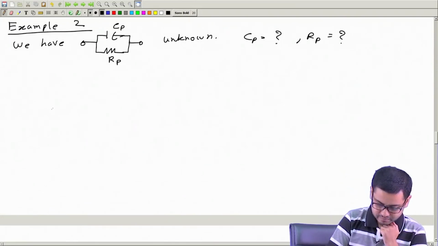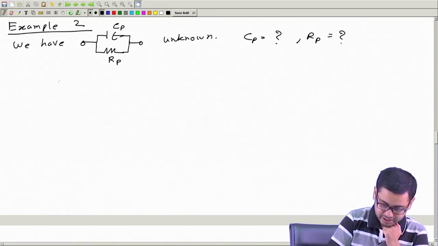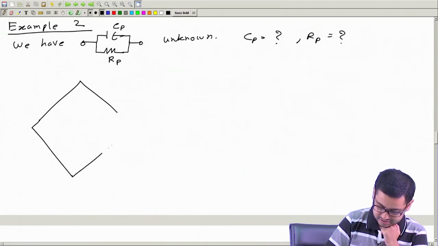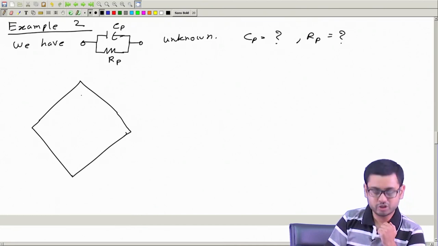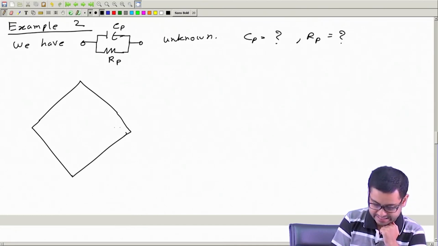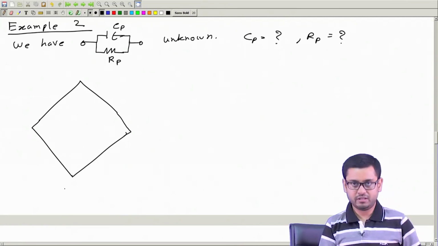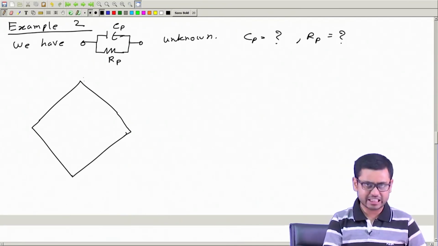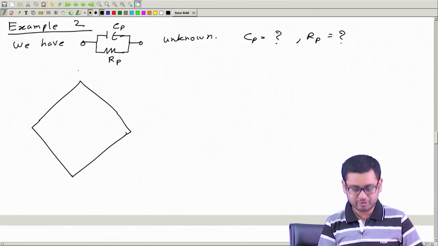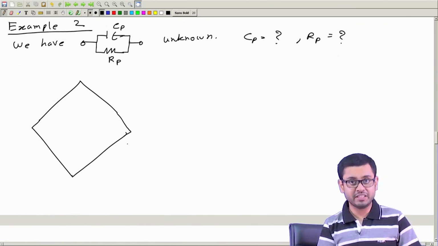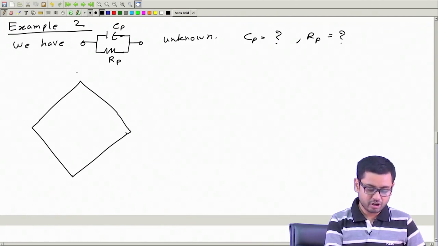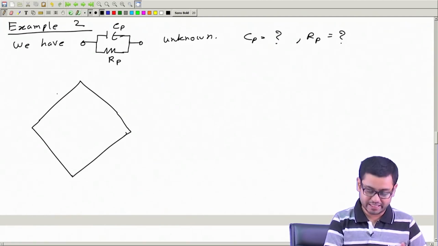Okay. So, once again we start by drawing a bridge which has 4 arms. And I am not drawing the source and the detector. It is always there. It is understood that the source and detector are there, but for simplicity I am not drawing them. Another reason is that the balance condition does not depend on the position of source and detector.